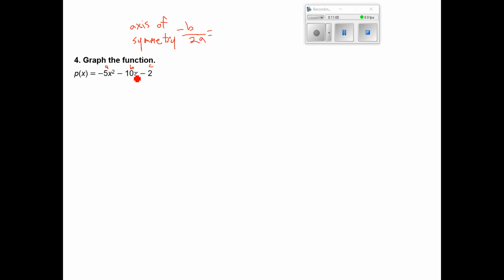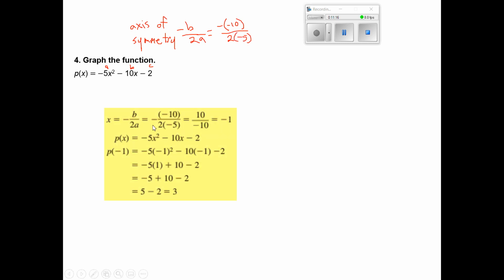But let's go ahead and get our axis of symmetry. Remember, negative b is going to be negative 10, so we have negative 10. And then we're going to be putting that over 2 times negative 5. And when we solve this out, we get a negative 1. You see right there, we got negative 10 over 2 times negative 5. That gives us 10 over negative 10, which is negative 1. I'm going to put this negative 1 in my formula for x now. See how I replaced x with it? And when I solve it, I get 3. So that means my y value will be 3.